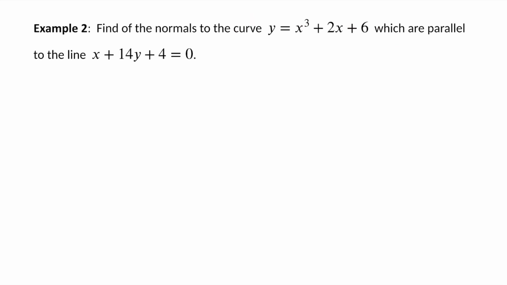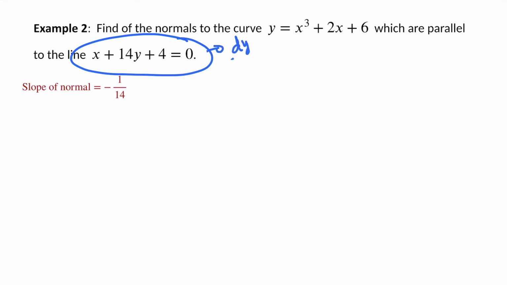So we'll not draw the figure here, but we'll follow similar procedures. We are already given that the slope of the normals is the same as the slope of this line, and that slope is minus 1 by 14. How did we get that? Well, you probably already know that in the equation of the straight line, the slope is nothing but the negative of the coefficient of the x variable divided by the coefficient of the y variable. And if you are still not convinced, all that you need to do is, in this equation, take derivatives of both the sides and calculate dy by dx, right?